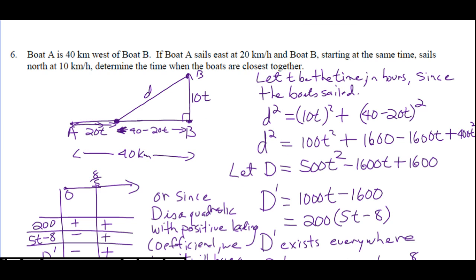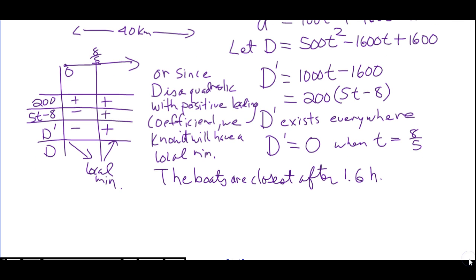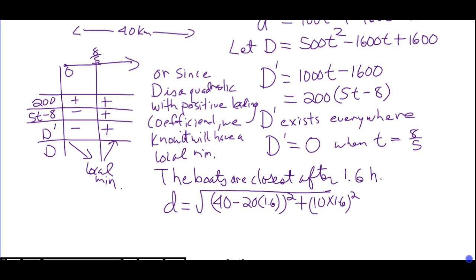So if we plug that in, if I want to know, so what is that distance, right? It's going to be the square root of the d squared formula. So it's the square root of (40 minus 20t), which is 1.6 for t, right? Plus 10 times 1.6, so (10t) squared.